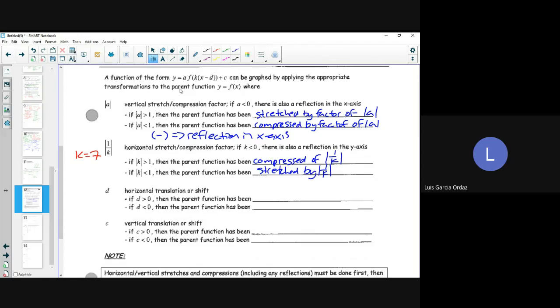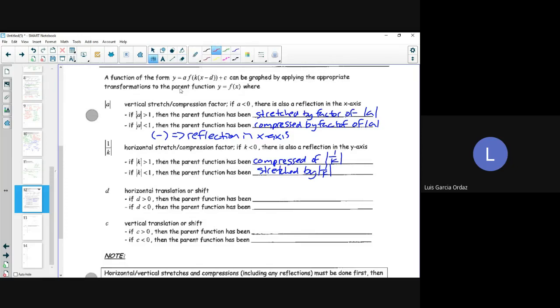Remember, it's compressed or stretched by 1/k, all right? Because our k value is 7, 1/k is equal to the absolute value of 1/7. And what's the absolute value of 1/7? 1/7, and that would be a compression.